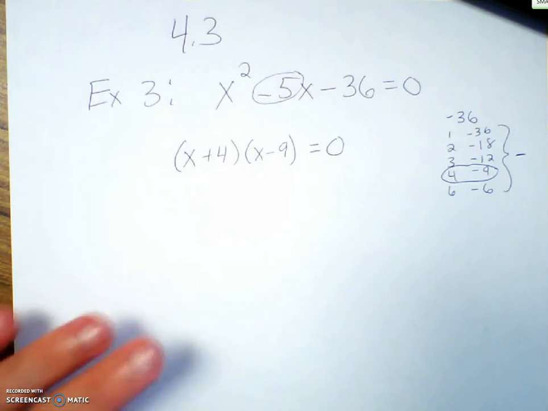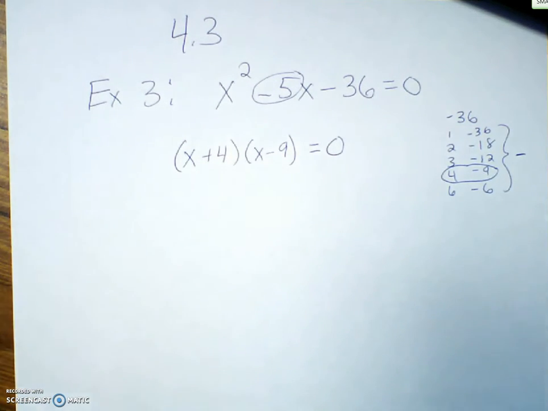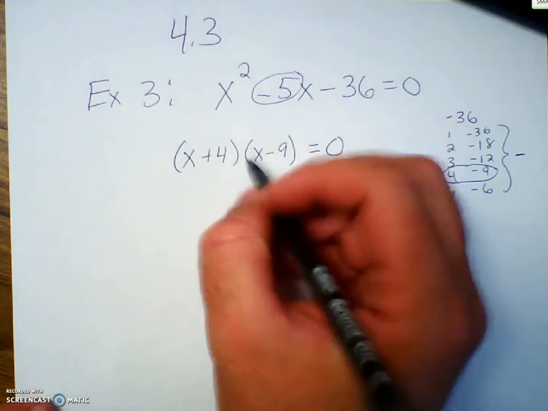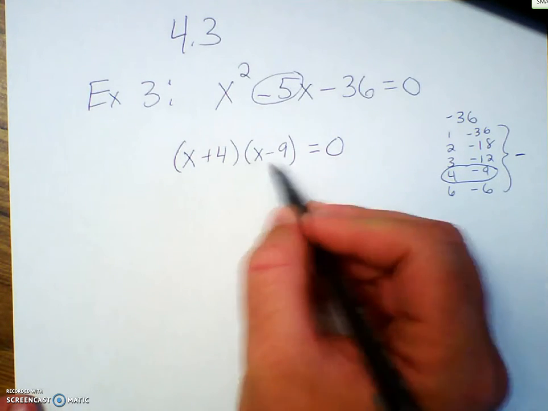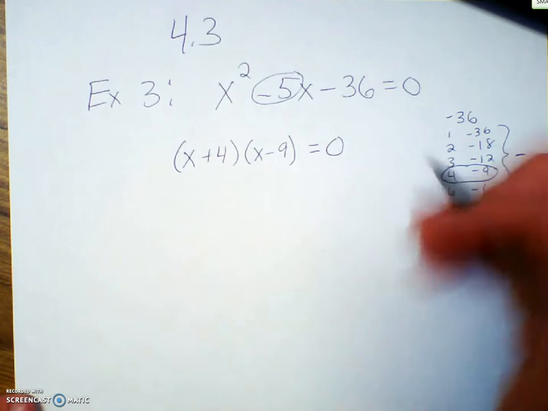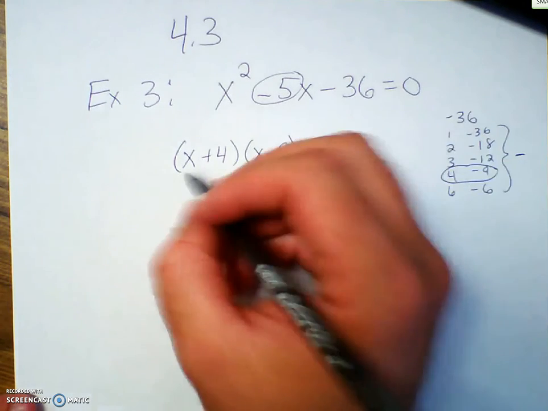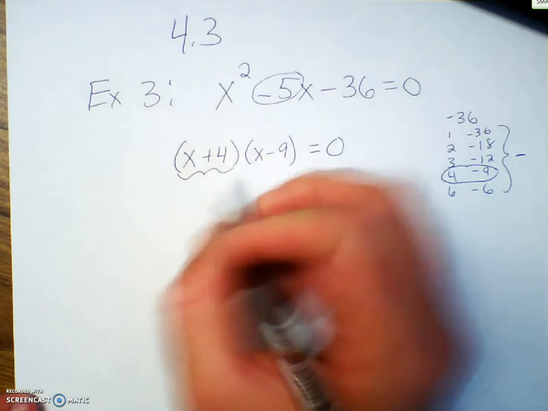And it's still set equal to 0. And here's the easy part. The factoring is the hard part, and the easy part is the actual solving, because if you multiply two things and you get 0, that means that one of these two things that you're multiplying has to equal 0.